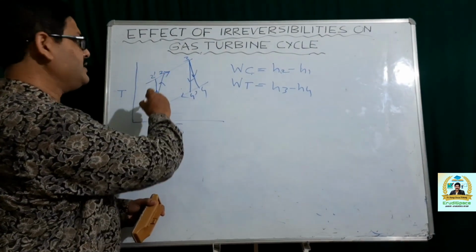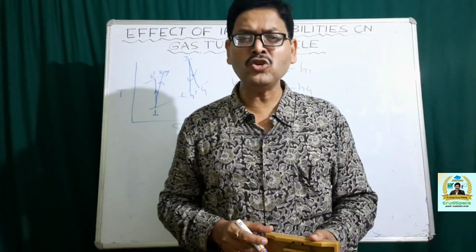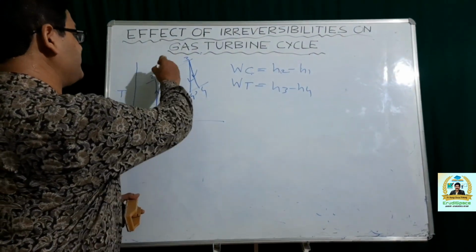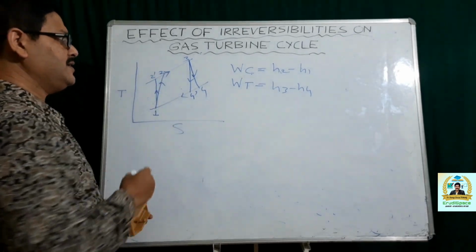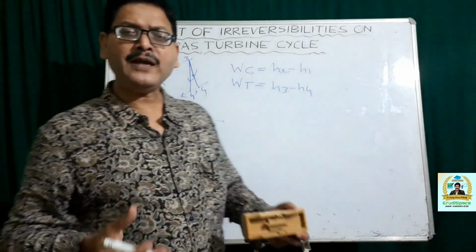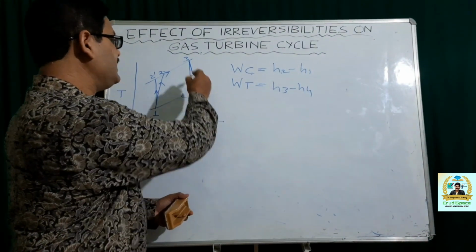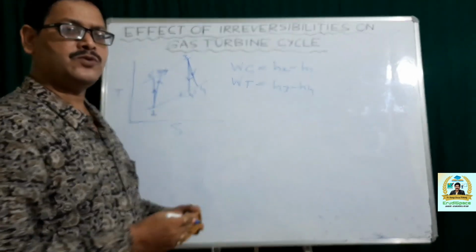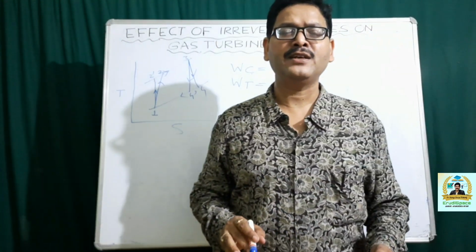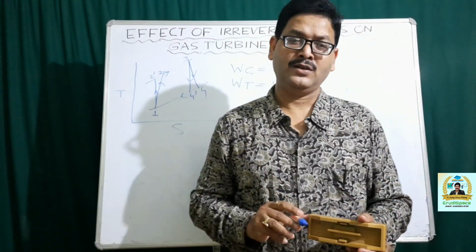Compressor work is increased. Compressor is a power consuming device. It is not a power generating device. So you have to do more work in compressing the working substance. And as far as the turbine is concerned, turbine is a power developing device. So here we are getting less work output due to irreversibilities. So the net effect is that you get less work output than what you would have got under ideal condition.